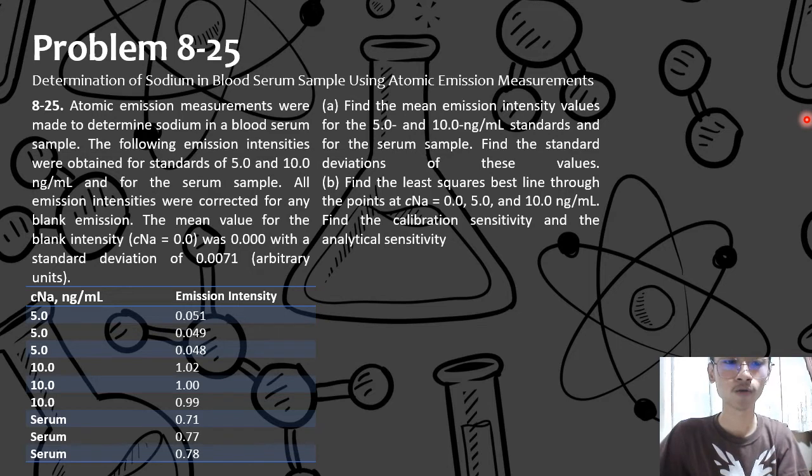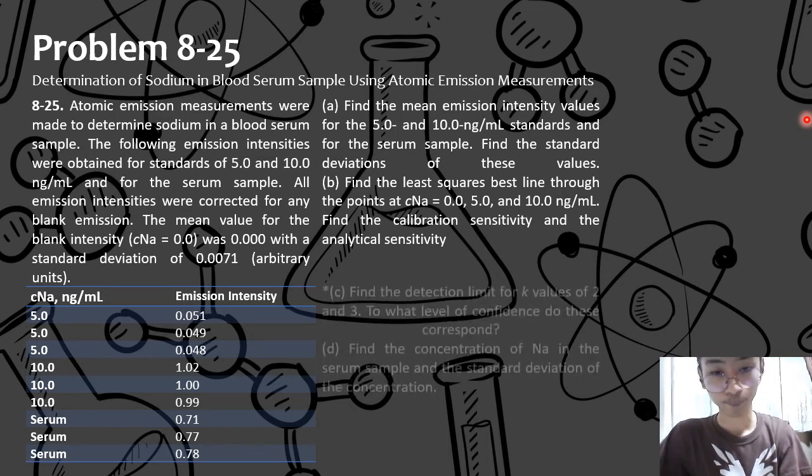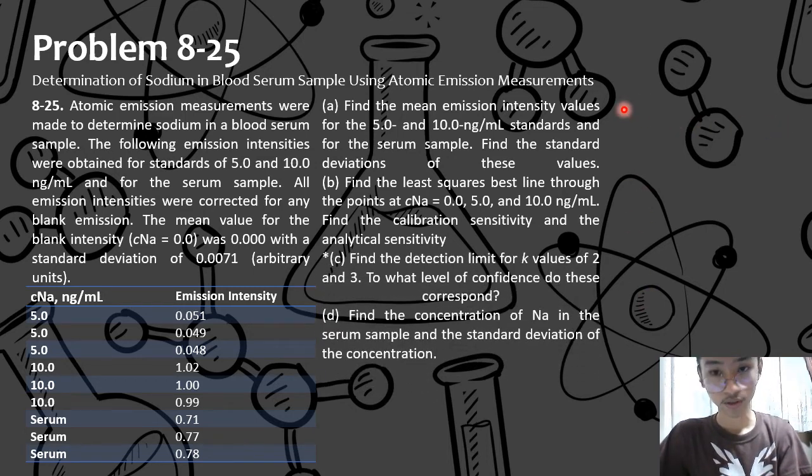The mean value for the blank intensity concentration of sodium was 0.000, with a standard deviation of 0.0071 arbitrary units. So for our statistical data, A: find the mean emission intensity values for 5 and 10 standards and for the serum sample. Find the standard deviation of these values.